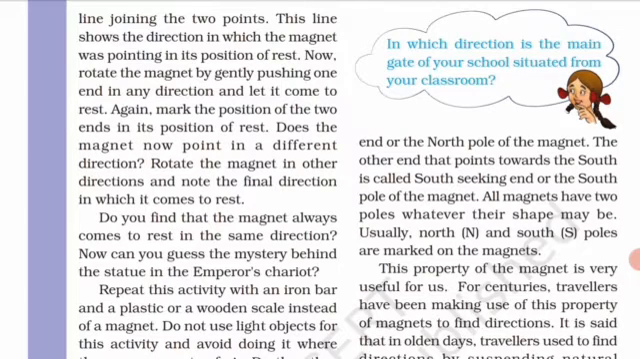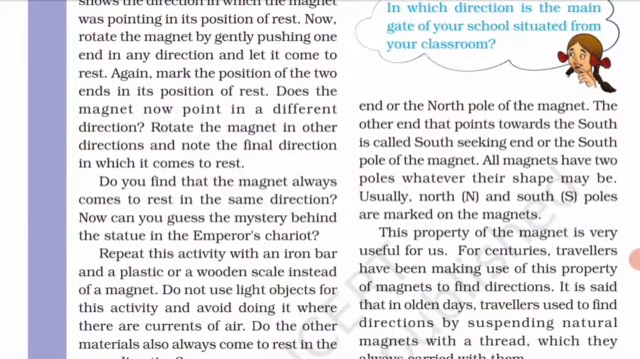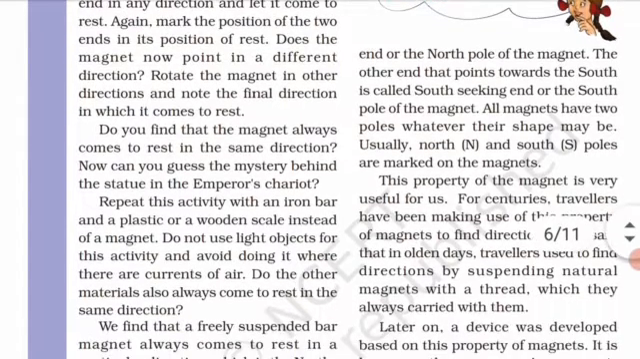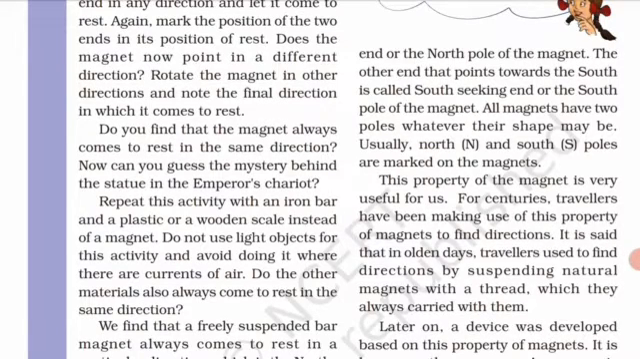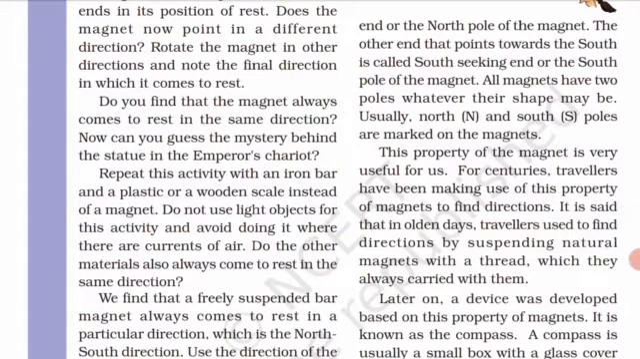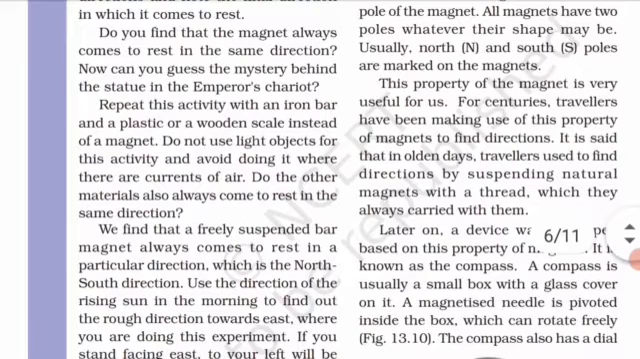Do you find that the magnet always comes to rest in the same direction? Yes. Now have you understood what was the mystery behind the statue in the emperor's chariot? Now I will tell you, repeat this activity with an iron bar or a plastic or wooden scale instead of a magnet. It will not always come to rest in the same direction, as it does in the case of your magnet. So we find that a freely suspended bar magnet always comes to rest in a particular direction, which is the north-south direction.